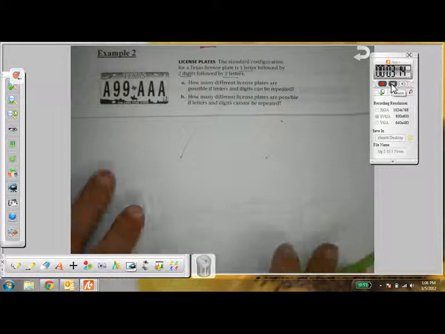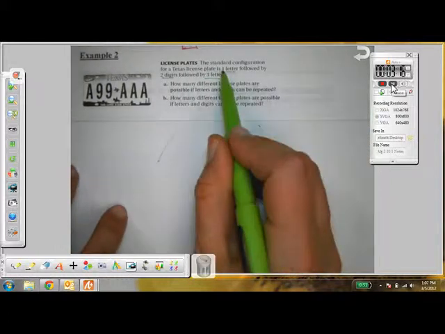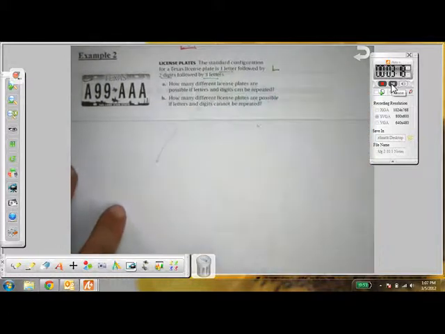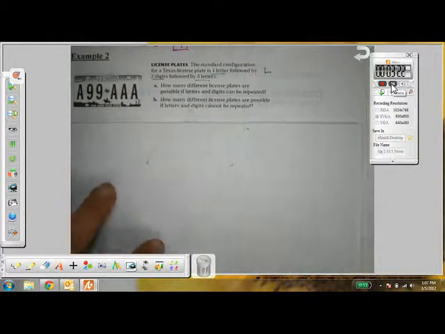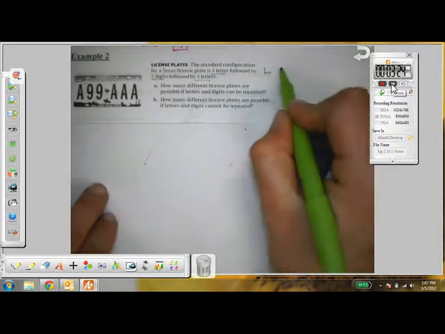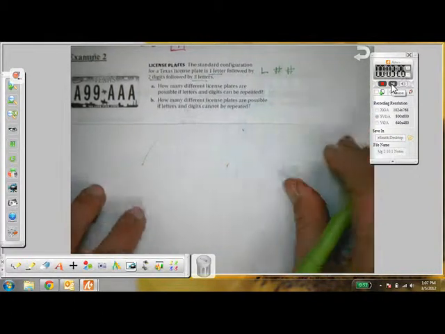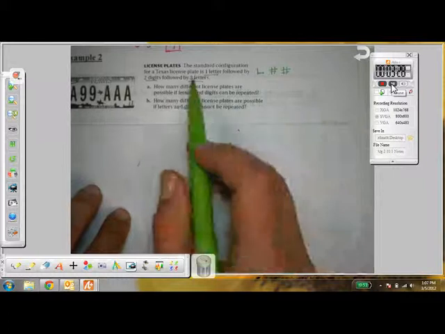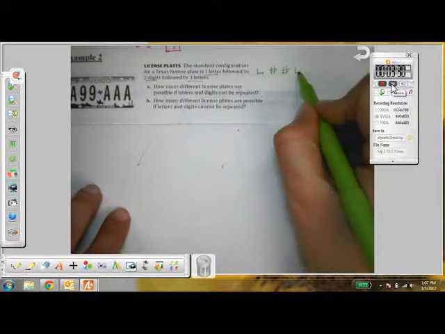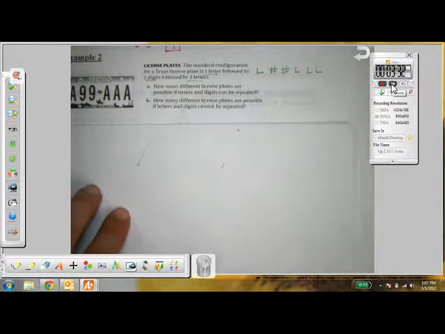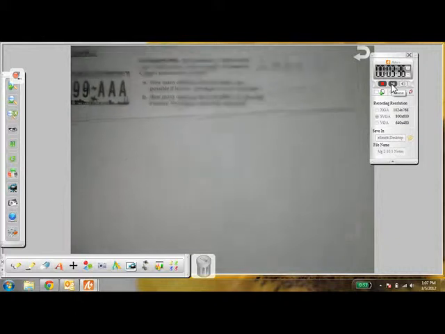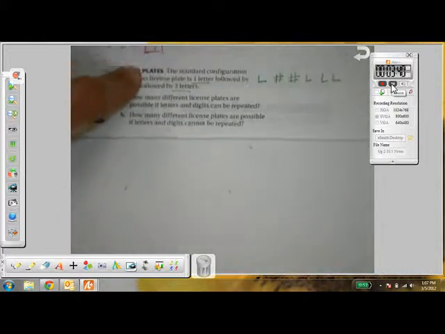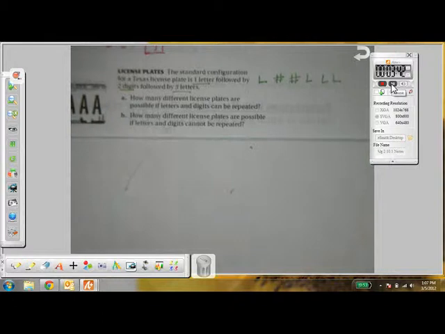So let's look at this. If we have 1 letter, so I'm just going to first write out a letter. After that, we have 2 digits, so that's a number and another number. And then there are 3 more letters. So 1, 2, 3 more letters. Okay.